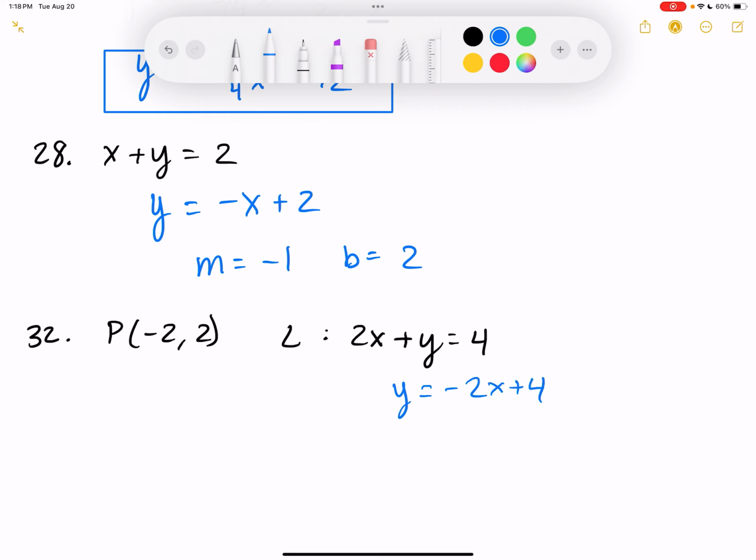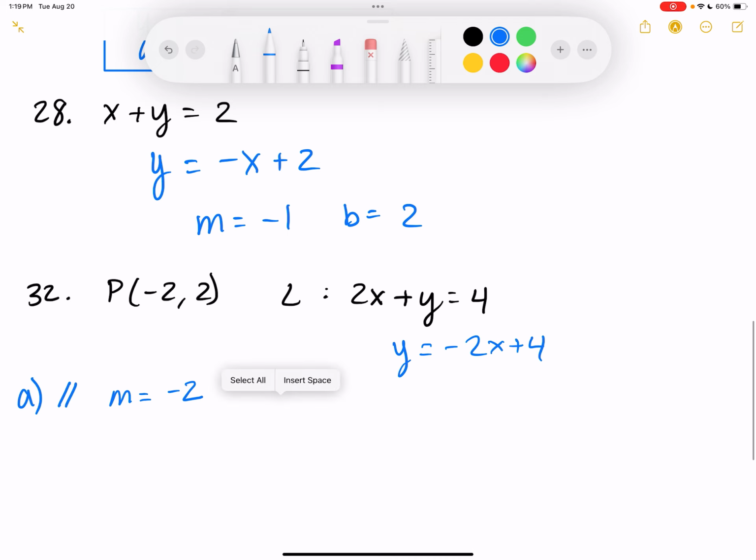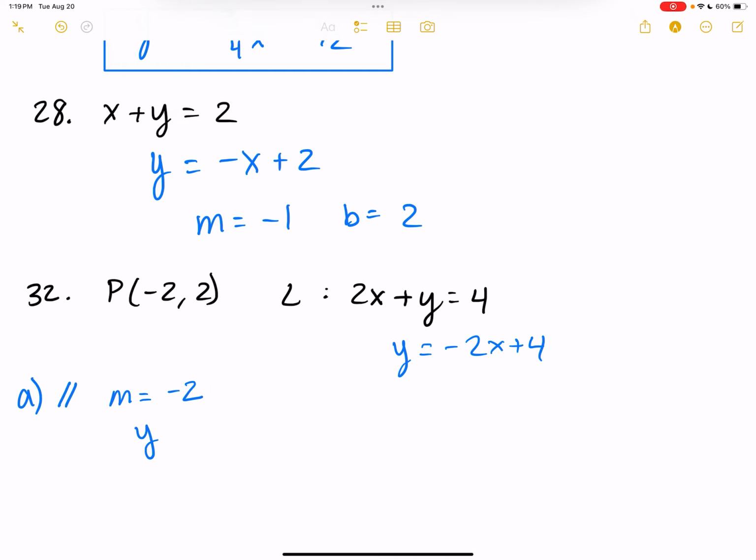So A is the parallel part, so what is the slope of the parallel line? -2. Not x. Take out the x. So then point slope form, y minus 2 is equal to -2 times x minus negative, so plus 2. So y equals -2x minus 4 plus 2. So y equals -2x minus 2.